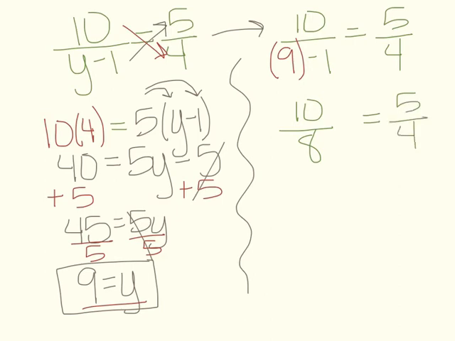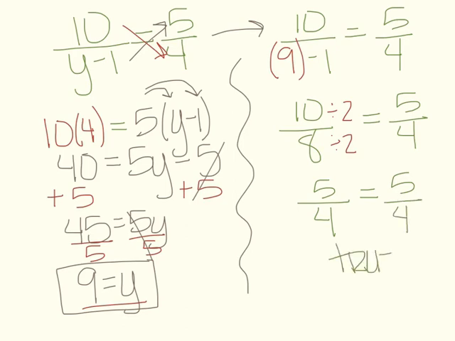10 and 8 are both even numbers, so we know that they're both divisible. Let's go ahead and divide both of those by 2. 10 divided by 2 is 5. 8 divided by 2 is 4. And notice we end with a true statement. This means that our solution of y equals 9 is the correct answer.